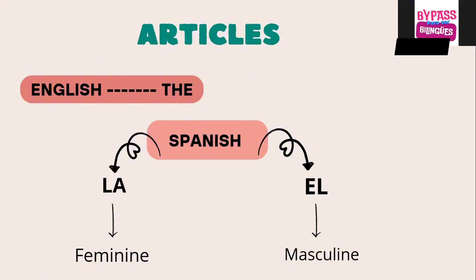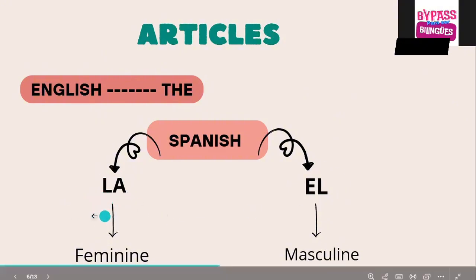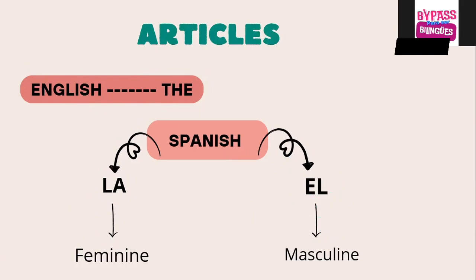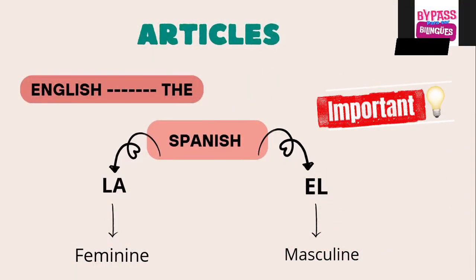Now, this is an important part, and I would like you to pay attention because it's so important, okay? In English, you only have the article "the", but in Spanish, we have two articles, la and el. La is feminine and el is masculine. This is super important, okay? The article must match the gender of the noun.